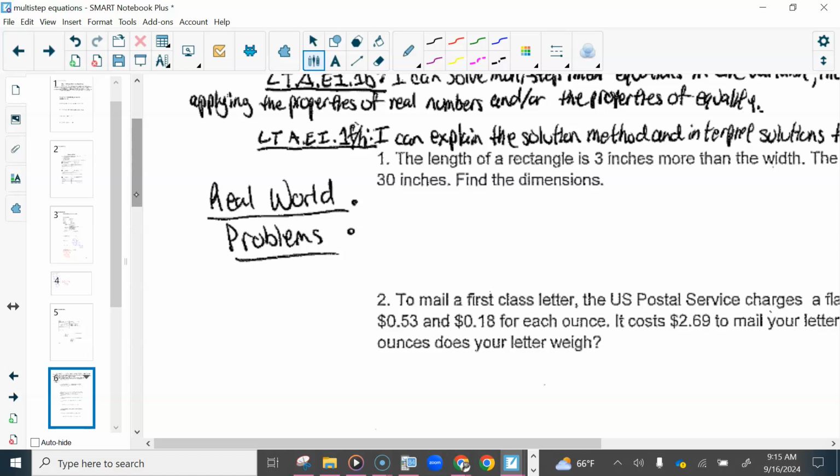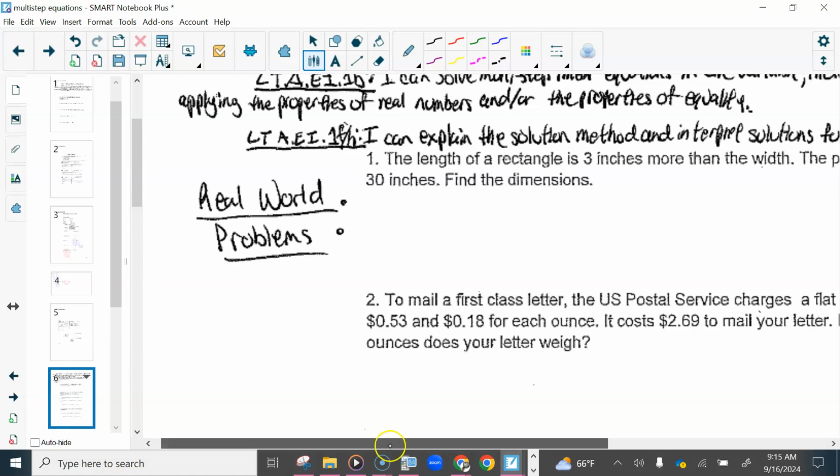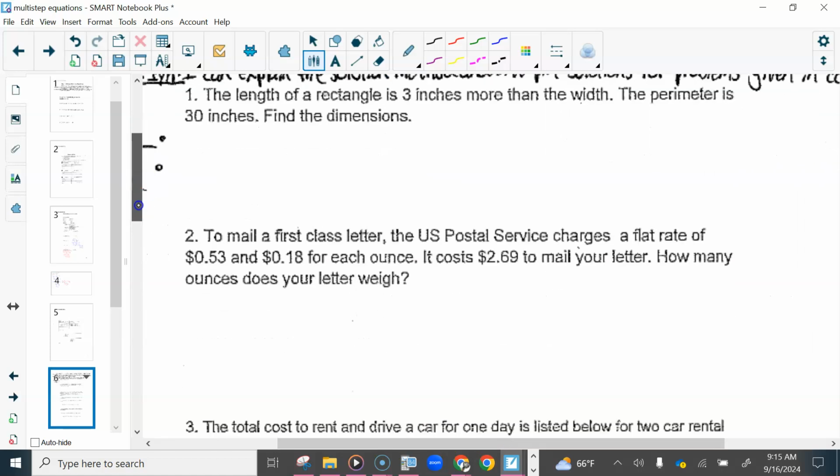Okay. So we're going to do number 1 and 2, and then you guys are going to do number 3 in a moment. We're going to skip number 1 for right now, do number 2, and then come back to number 1, just because number 1 is a little bit more challenging than the other.